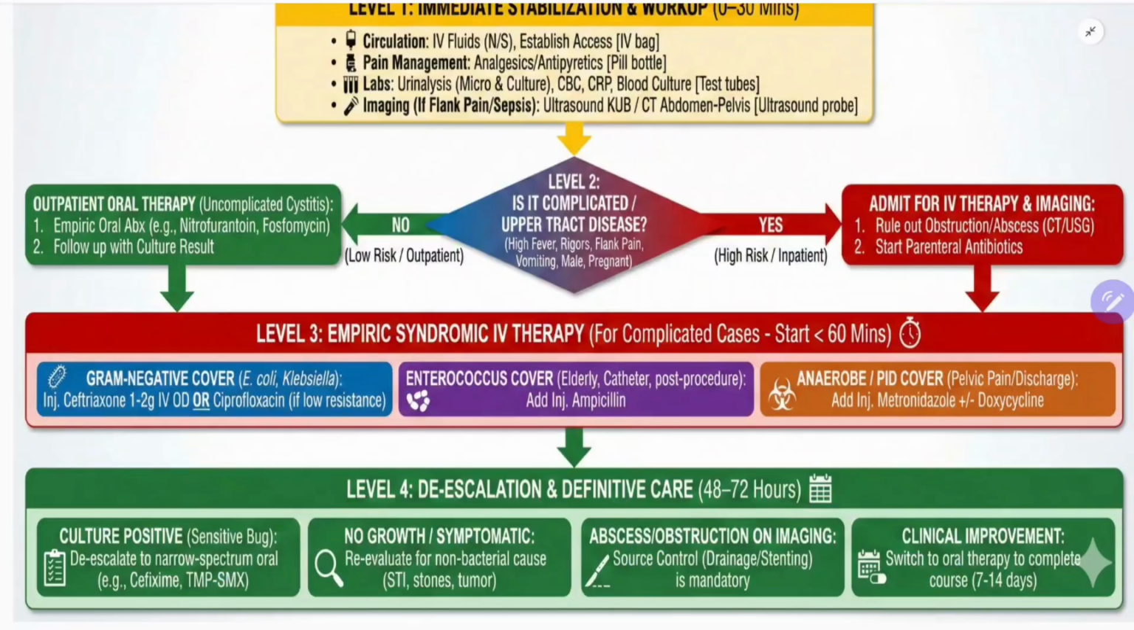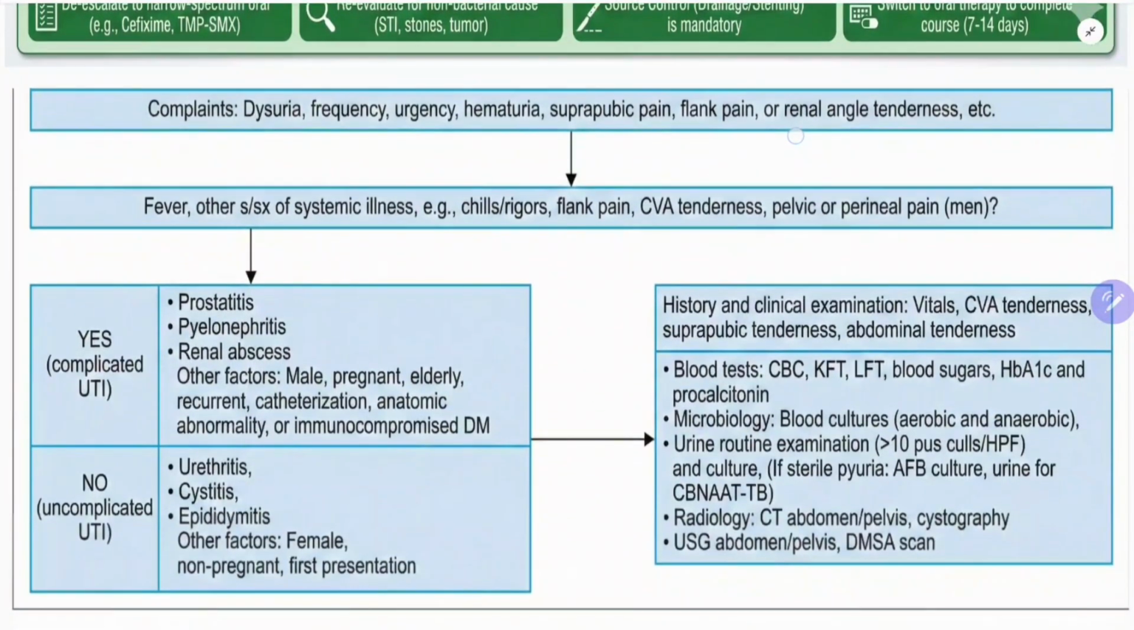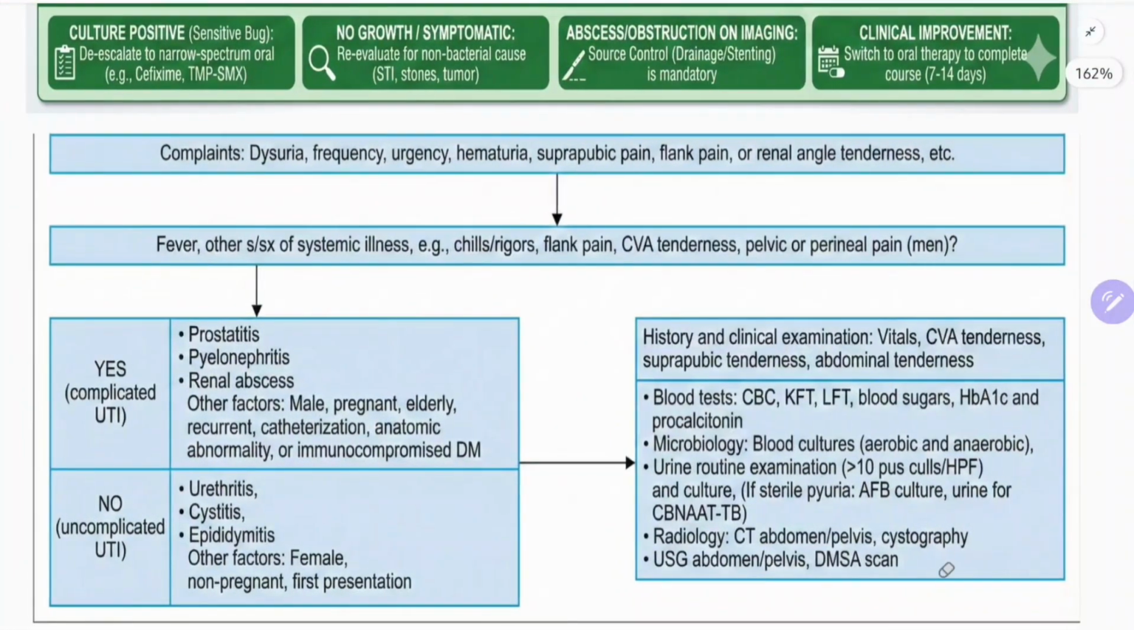So you should exclude high risk and low risk. First you should exclude the high risk, then you should proceed forward with empirical therapy. Same thing from the API textbook of medicine. Complaints will usually be dysuria, frequency, urgency, hematuria, suprapubic pain, flank pain, renal angle tenderness. Fever will be there. Other symptoms and signs of systemic illness like chills or rigors, flank pain, costovertebral angle tenderness, as well as pelvic or perineal pain in men. So if these are there, then it is complicated.